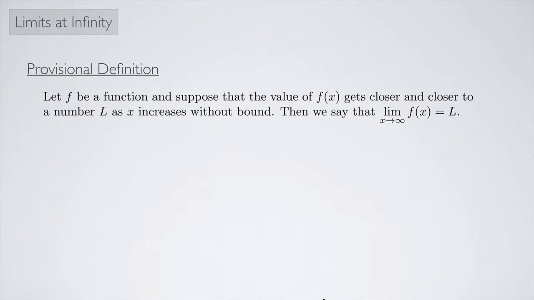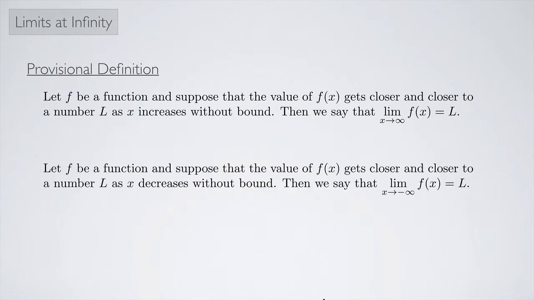So let's make this a little more precise with a provisional definition. There's actually a much more precise definition, but this is something that is workable for now. Let f be a function, and suppose that the value of f of x gets closer and closer to a number L as x increases without bound. Then we say that the limit as x approaches infinity of f of x equals L. And we can also do the same thing for x approaching negative infinity. Let f be a function, and suppose that the value of f of x gets closer and closer to a number L as x decreases without bound. Then we say that the limit as x approaches negative infinity of f of x equals L.